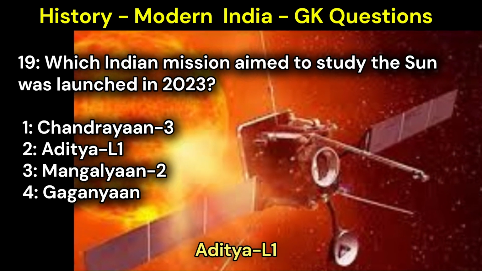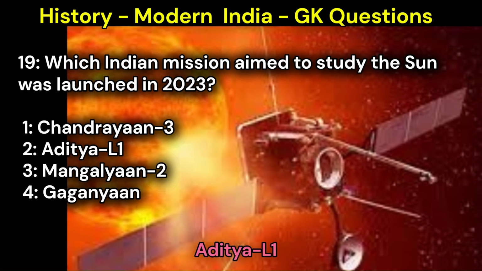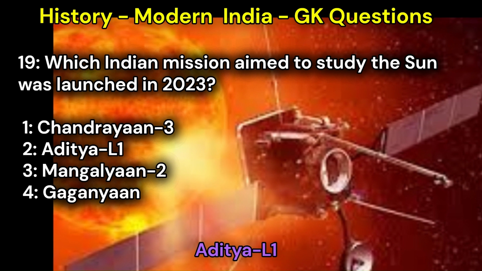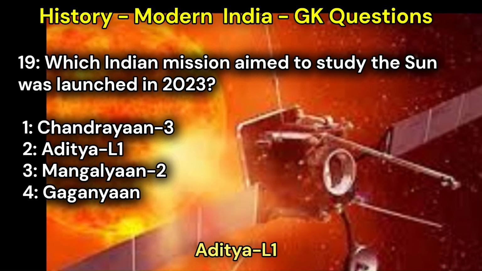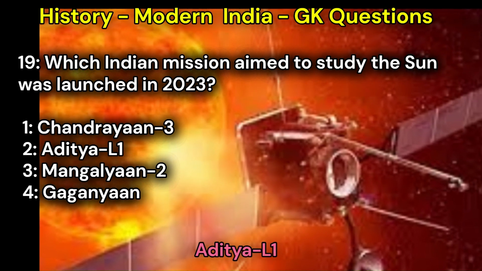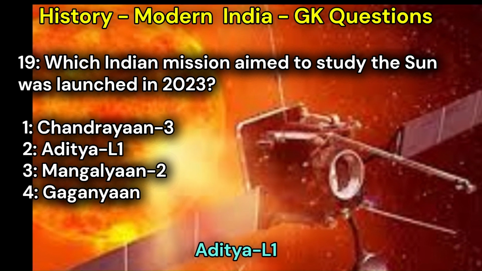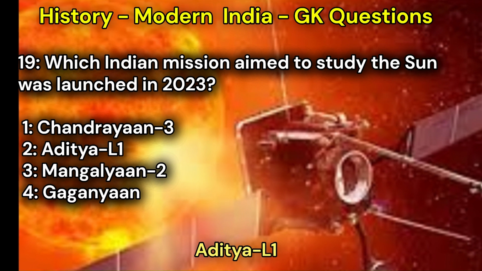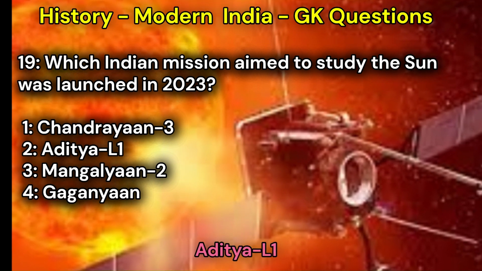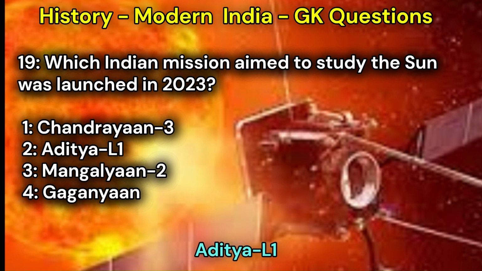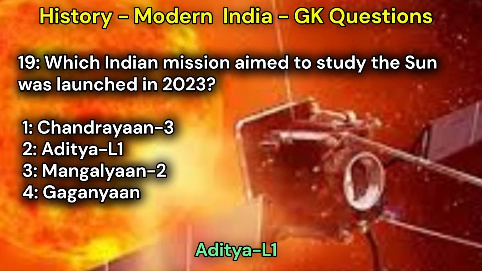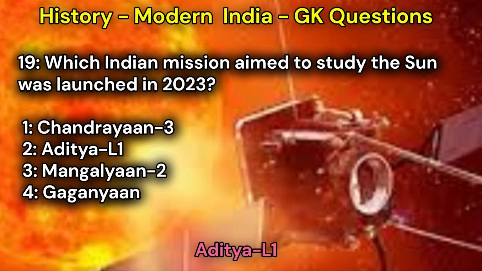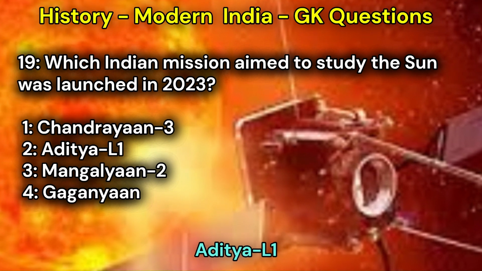Explanation: Aditya L1, launched on 2nd September 2023, is India's first solar observatory mission. Positioned at the Lagrange Point 1, L1, 1.5 million km from Earth, it studies the sun's corona, solar flares, and space weather. Costing $48 million, it reflects ISRO's growing expertise post-Chandrayaan and Mangalyaan. The mission enhances India's contributions to global climate and space research.